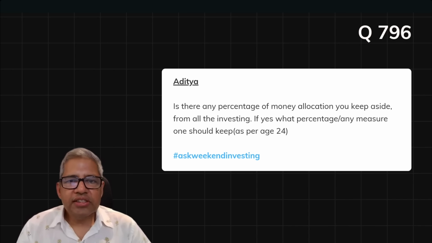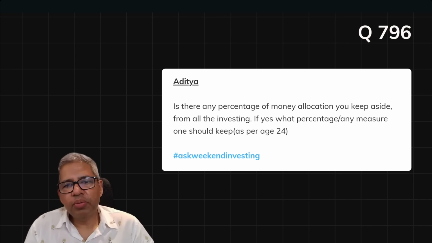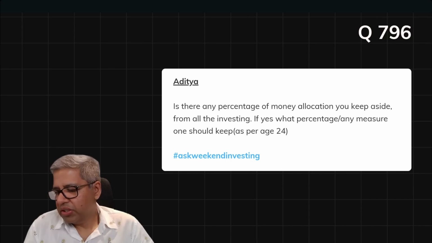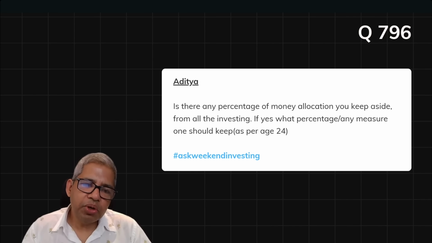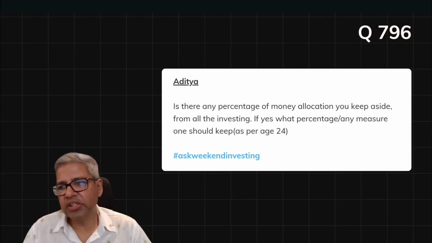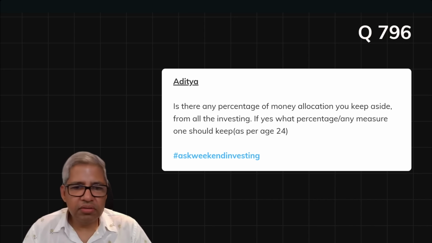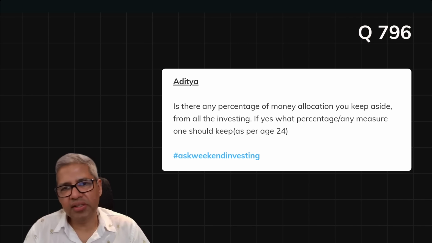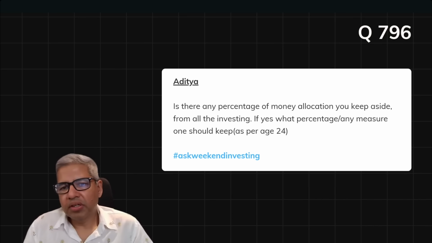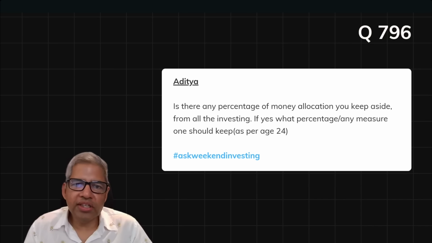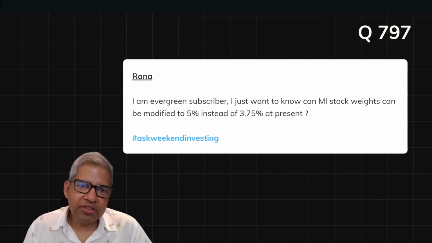Aditya says, is there any percentage of money allocation you keep aside from all the investing? If yes, what percentage, any measure should be kept? So I think this is more of a personal finance question, which depends upon your situation, your current needs, and so on and so forth. I think a few months of living expenses should certainly be liquid at all times. That would be my thought process. But at your age, I don't think you need to worry about anything too much. That would be my thoughts.